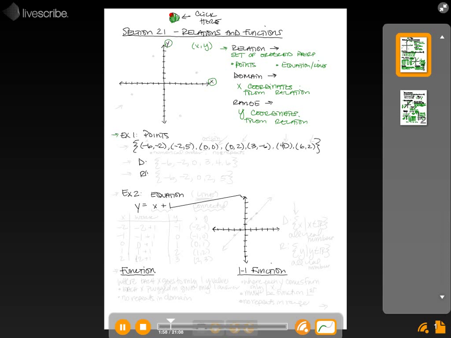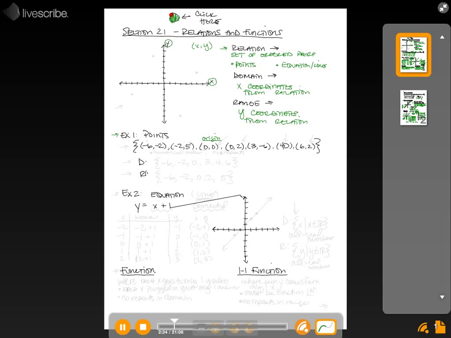Alright, so let's look at example 1. Our first example is going to be a relation with points. So we've got a set listed out here. This is a relation. We have a curly bracket, and then we have a bunch of points listed inside. We have (-6, -2), (-2, 5), (0, 0), which in case you've forgotten is the origin. That's where the x and the y-axis meet. (0, 2), (3, -6), (4, 0), and (6, 2). And then we close that with a curly bracket. The curly brackets indicate to us as we're looking at it that that's the set. That's all the points we're going to use for this particular problem.